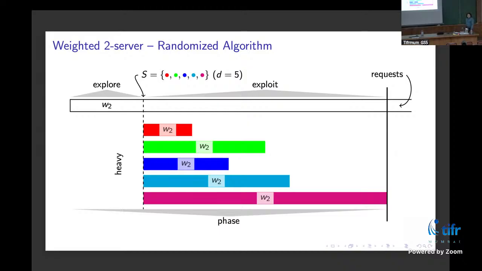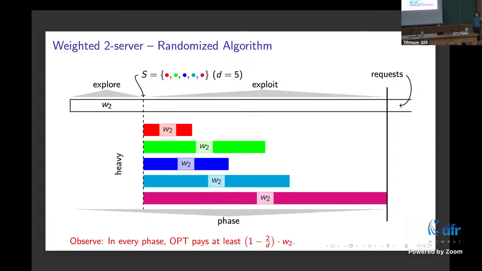So now what does the algorithm do? Before we go to the algorithm, I want you to observe that, by exactly the same argument as before, the adversary must pay at least 1 minus 2 over D times W2. Exactly the same argument as before.